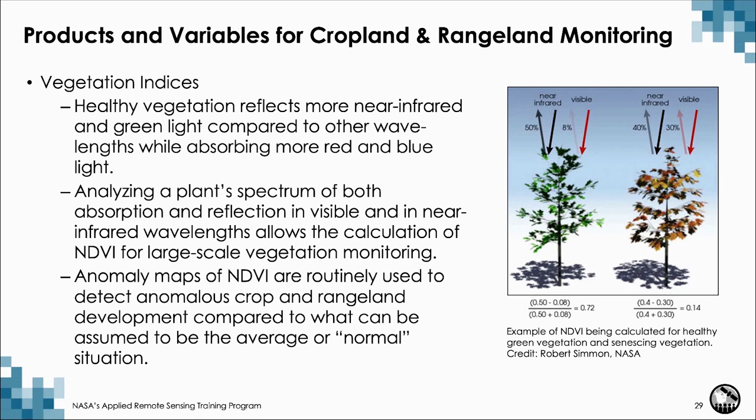Vegetation indices are most effective beginning in the pre-peak season of crop growth and continuing through harvest for monitoring and yield prediction. The analysis of crop condition is based on the comparison of the actual crop status to previous seasons or to what can be assumed to be the average or normal condition. Anomaly maps of NDVI are routinely used to detect anomalous crop and rangeland development compared to what can be assumed to be the average or normal condition.